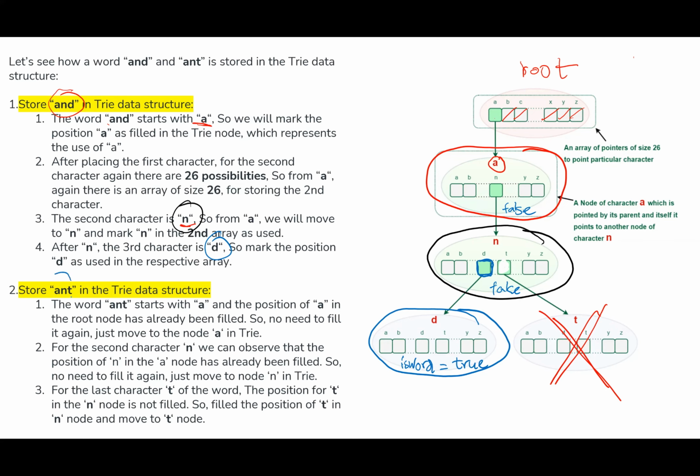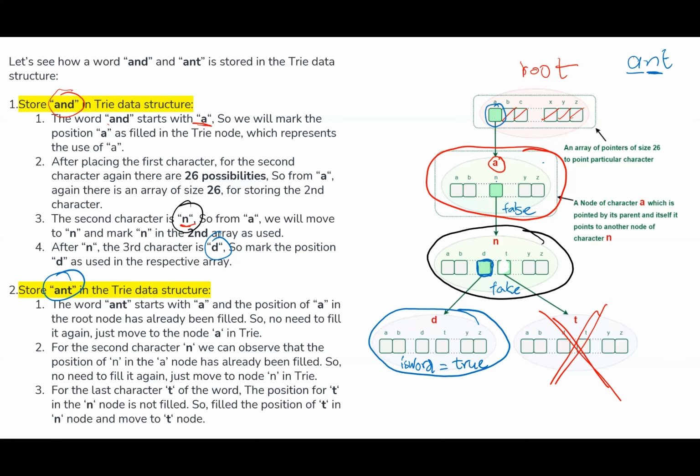Now let's try to insert ant. How do I do that? The first character is A. So I go to the root and see if there is already a child at index 0, right? A represents index 0. Yes, there is a child. So I don't have to create a tree node again. I already have a tree node for A. So I go to the tree node A and now look for the second character, N.